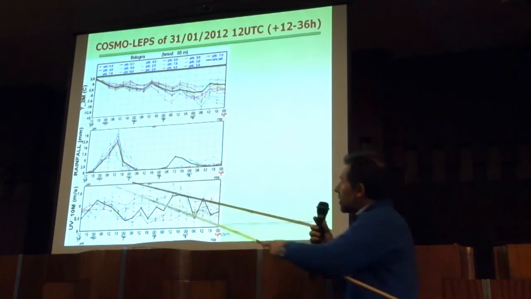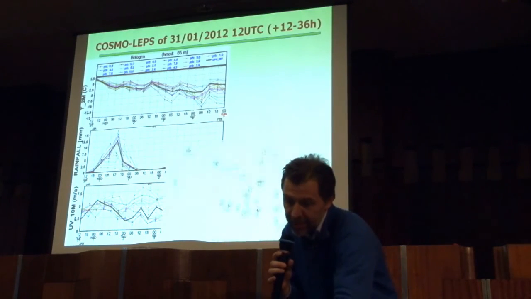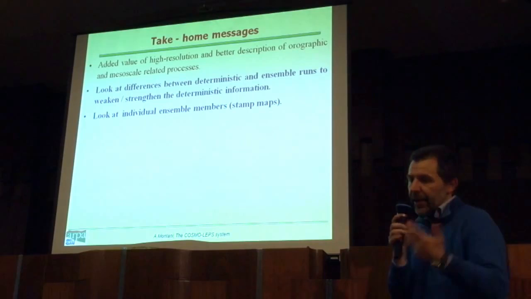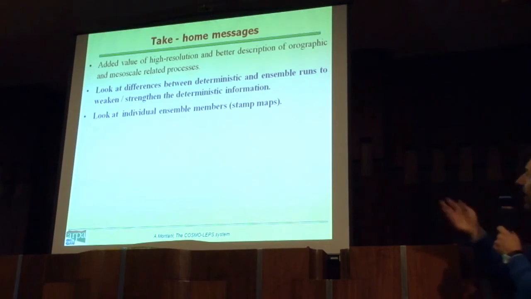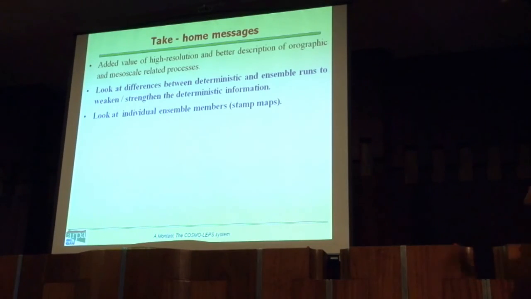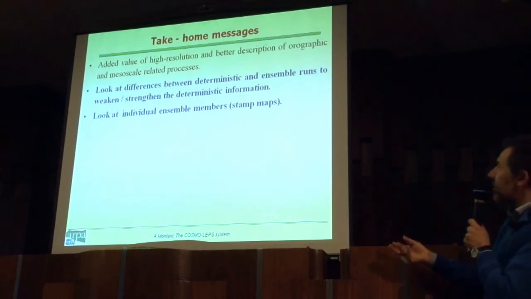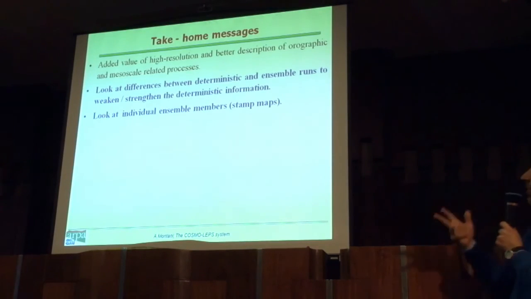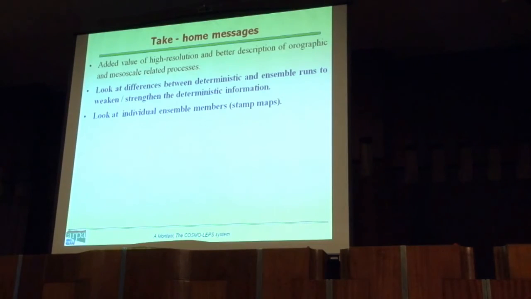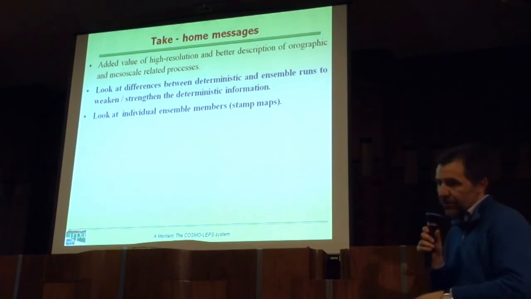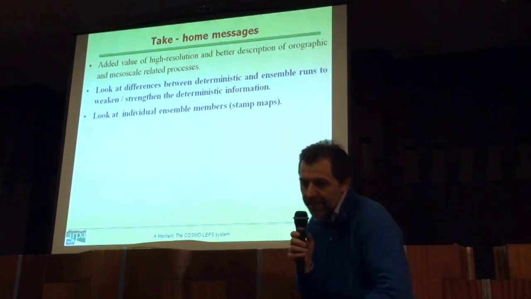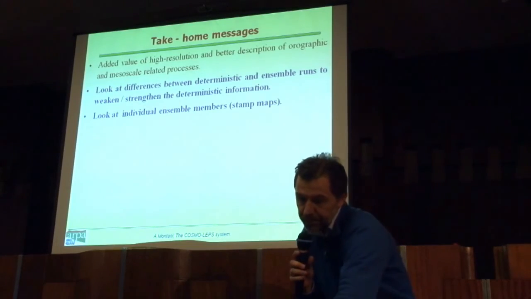So what we can say by this case study, which is a take-home message: I don't want to make a ranking, that the ensemble was better than the deterministic, but the idea is that it can be interesting to look at differences between deterministic and ensemble runs, just to weaken or strengthen the deterministic information. This is basically what the ensemble is designed for, to assist the forecaster, to help the forecaster take the best decision. And in some cases, it can be interesting to look at the individual ensemble members, called stamp maps. In some situations, they can give some added value. In this case, you could see some extra information.